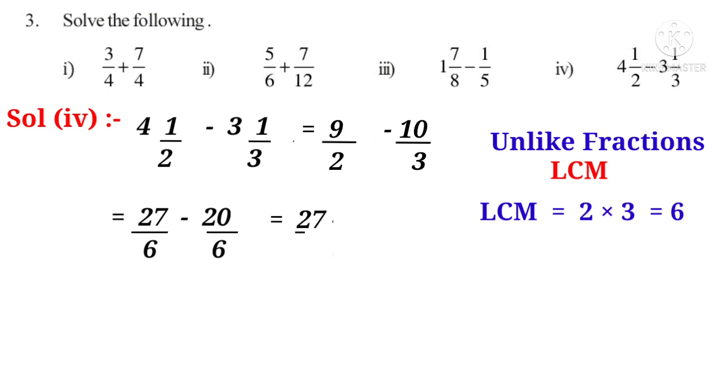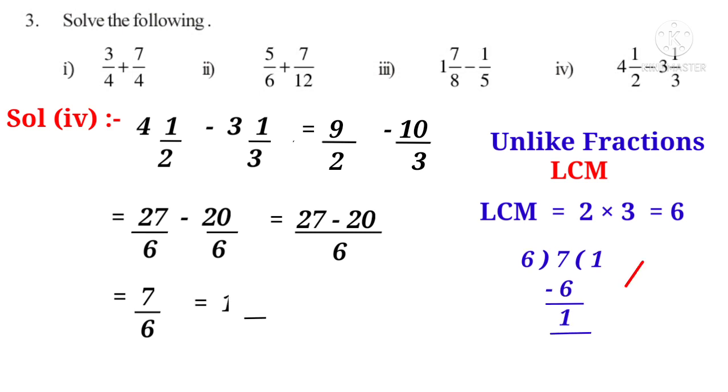We can easily subtract 27 minus 20, which is 7 by 6. Now divide 7 by 6. 6 ones are 6. By subtracting we get 1. So that is equal to 1 and 1 by 6, the mixed fraction, is the answer.